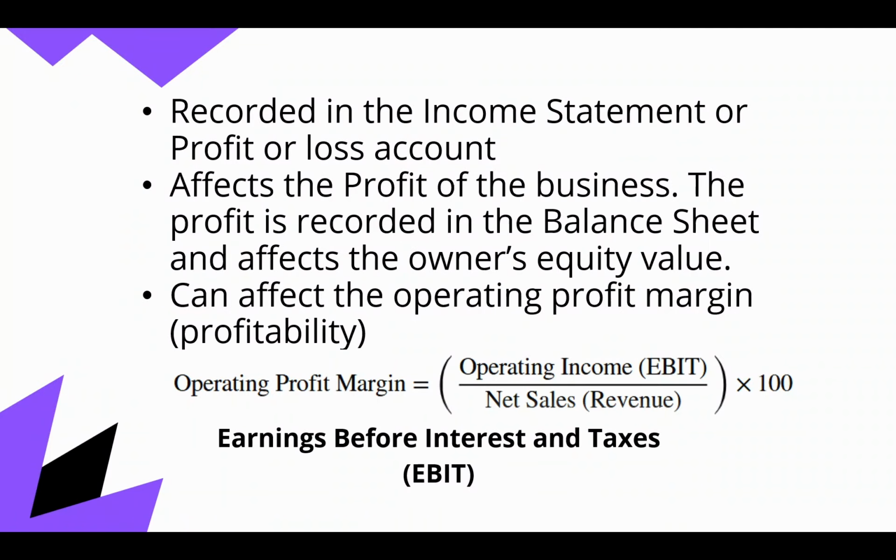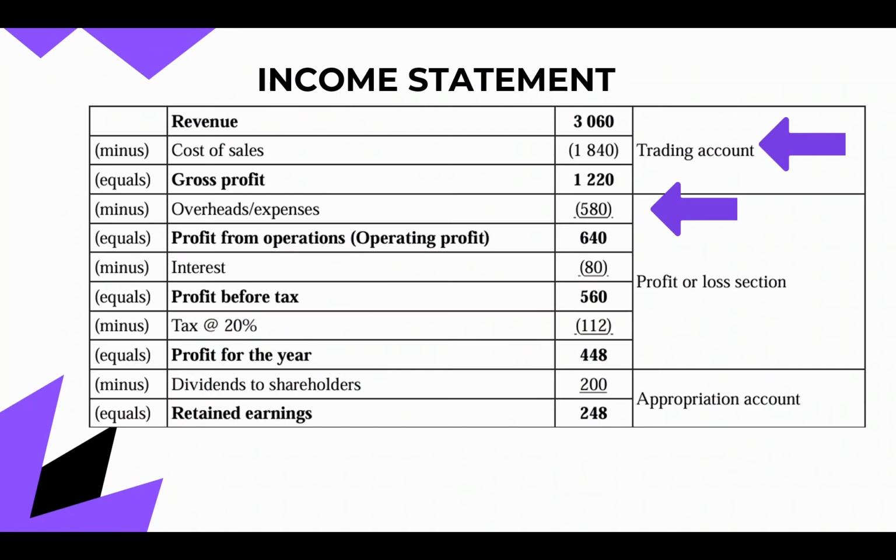Now, my revenue expenditure is recorded in the income statement, or also known as the profit or loss account. In my basic income statement, where this purple arrow is, this is my overheads or my other expenses in the business, such as wages, salaries, electricity, and telephone, as well as purchases of materials that form part of the calculation of cost of sales. I'm not delving into how we calculate cost of sales today.